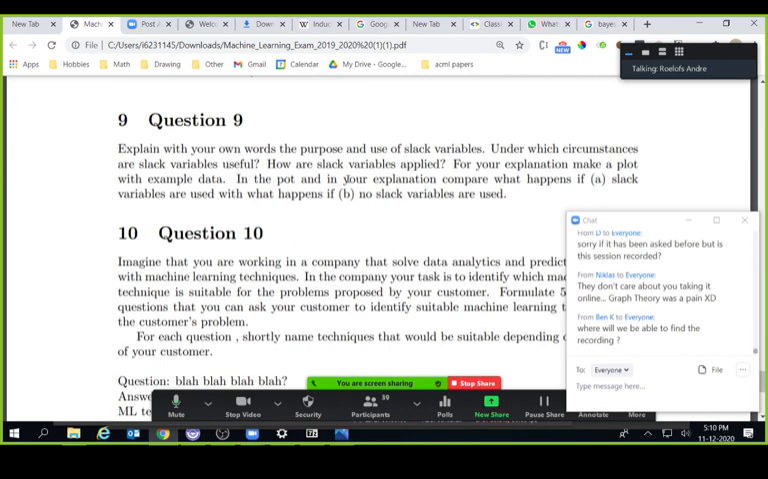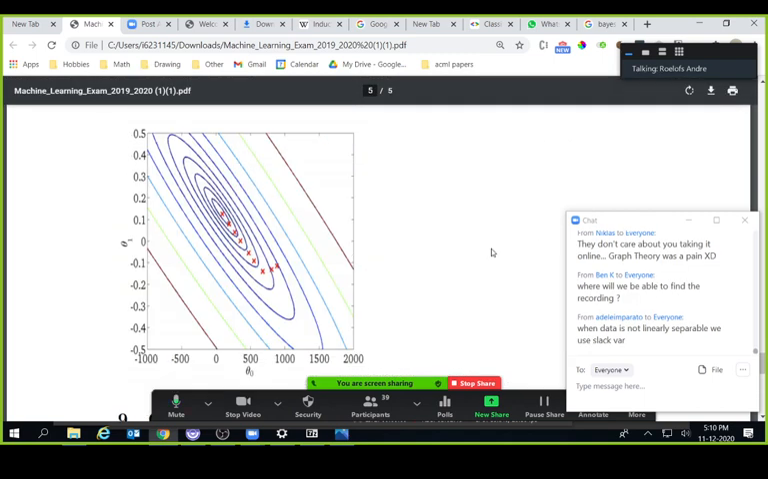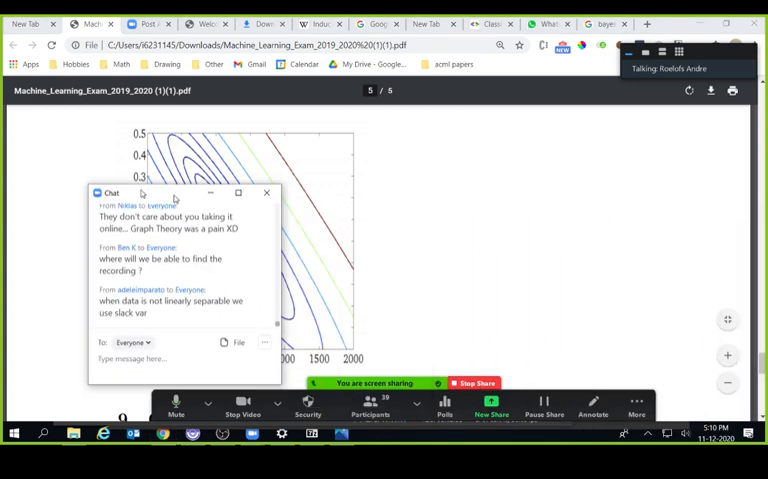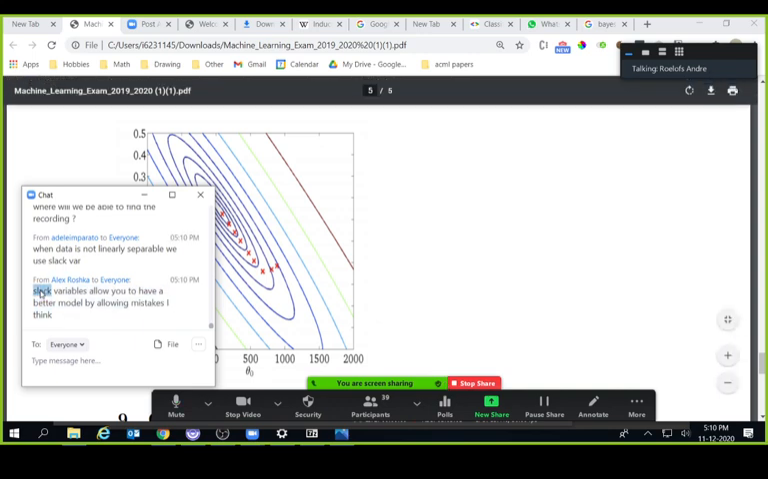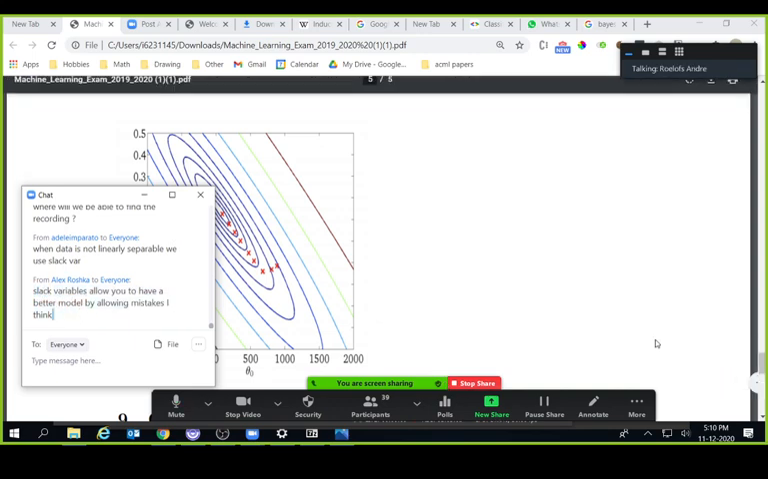So the questions, the slack variables. Does anybody on site or online want to tell me what slack variables are? I kind of gave it away already at the start of this. Okay, slack variables for SVMs. I'm gonna draw it here because it's easier and I have a lot of spots. When data is not linearly separable, yeah. But slack variables allow you to have a better model but with mistakes, I think. Yes, that's true, but it doesn't quite capture what slack variables are.